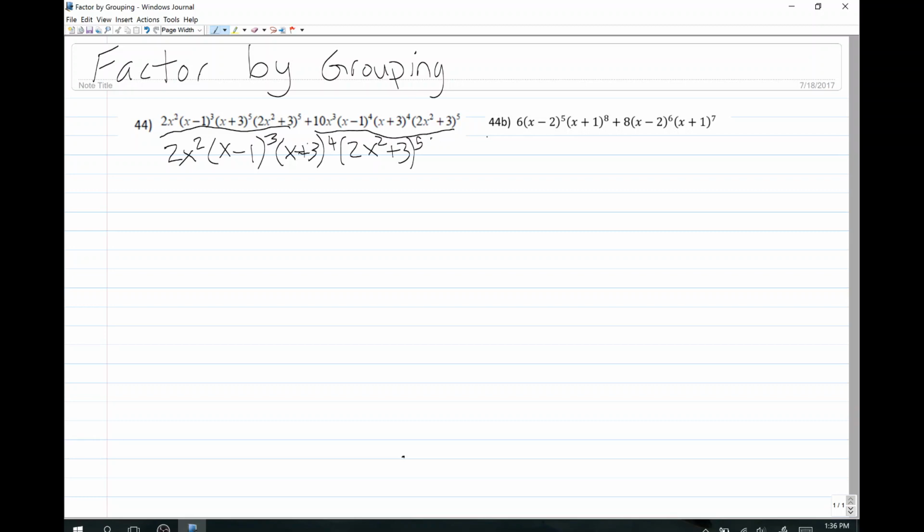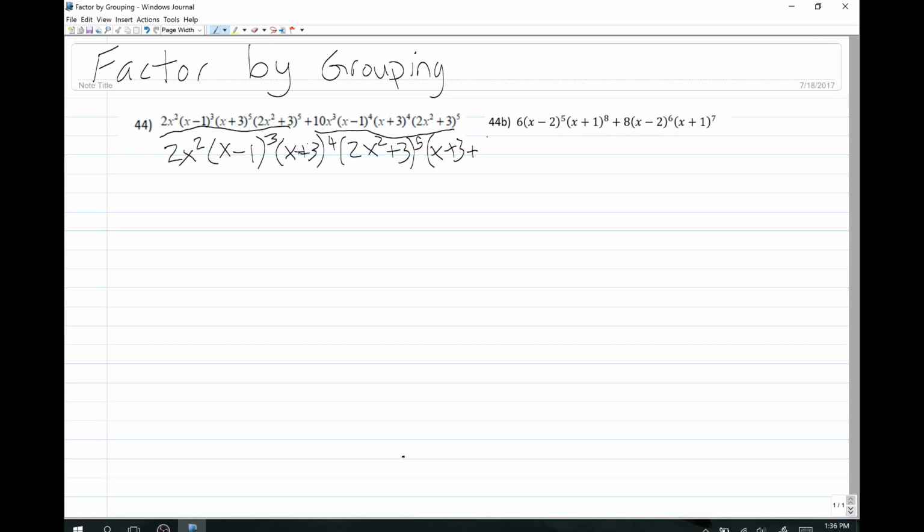Now what goes in my last parentheses is what makes them different. So in my first term, if I factor out 2x squared, that first term goes away. X minus 1 cubed, that entire thing goes away. X plus 3 to the fourth, we're still going to have an x plus 3 left over, so I'm going to write an x plus 3. And then 2x squared plus 3 to the fifth, that goes away. So all I have left after I factor out all the biggest terms I can from both of these is an x plus 3.